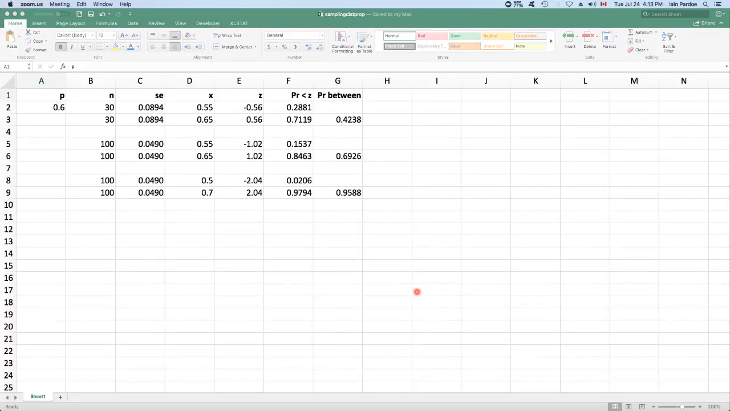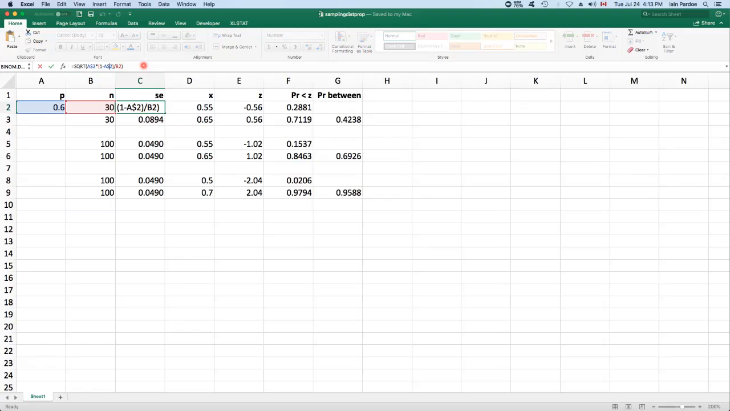In this video, we'll look at the sampling distribution of the sample proportion for a binomial experiment. For this example, we have a population proportion of 0.6, and then we're going to imagine a sample of size 30. And so we can calculate the standard error. The standard error formula is the square root of p times 1 minus p divided by the sample size.